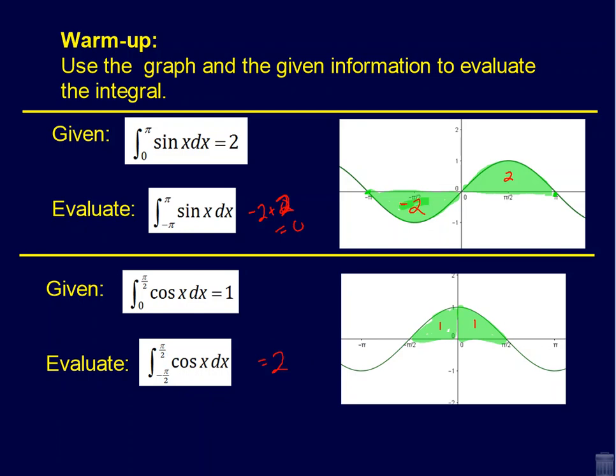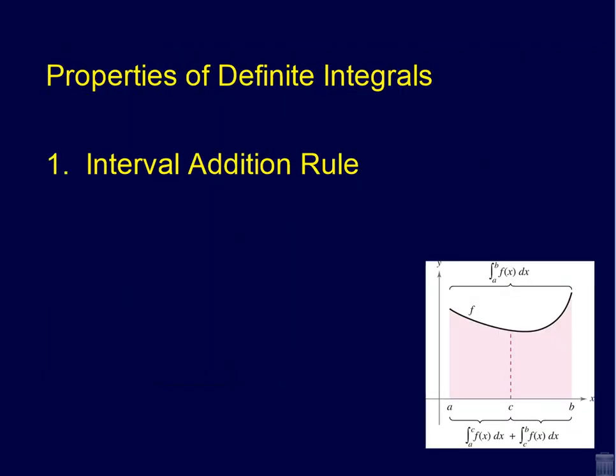So based on the same reasoning as above, the integral is 2 because I was able to add those two separate values together. So this leads to our first property of integrals, which is what I call the interval addition rule. See, I was able to add two adjacent integral values to make a bigger one.